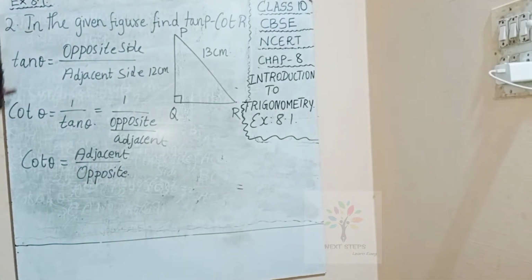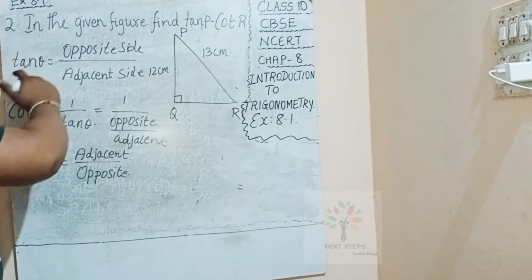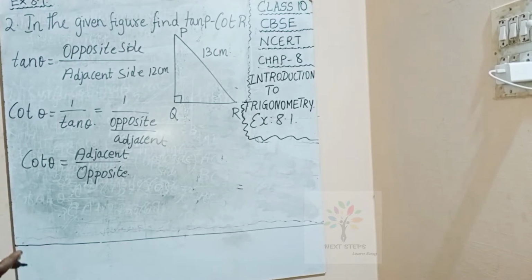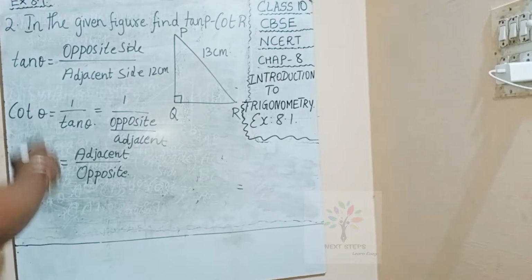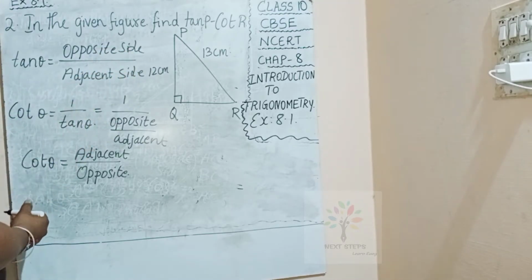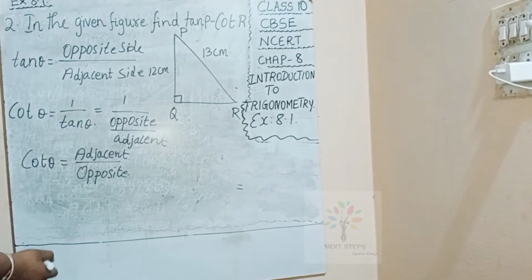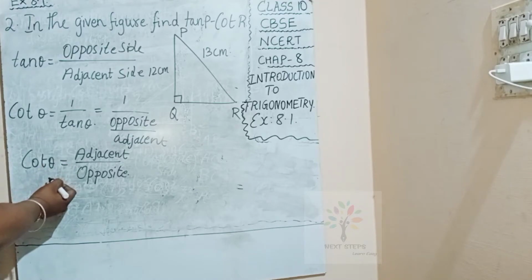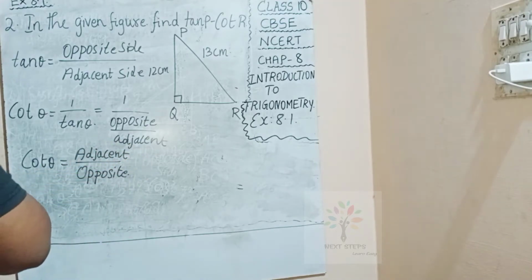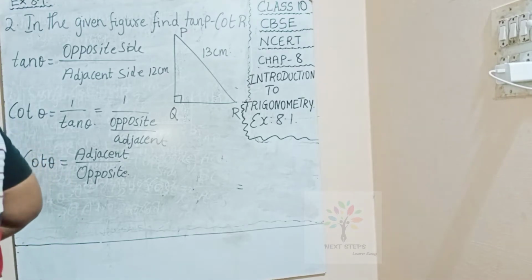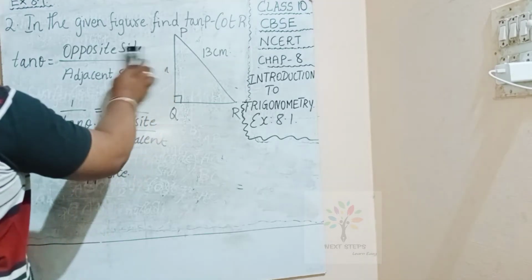Why am I explaining this formula for each and every problem? Because if you are thorough in the formula, it will be easy for you to solve all the problems given in the trigonometry chapter. So tan is equal to opposite side by adjacent side. Cot is none other than the inverse of tan, or we can simply write 1 divided by tan theta. Your final formula is cot theta is equal to adjacent side divided by opposite side. Now we will go to the question straight away.